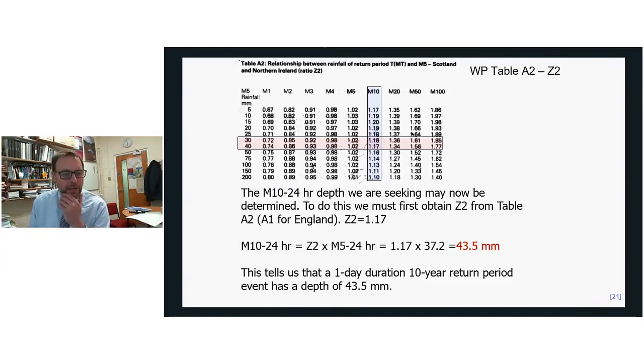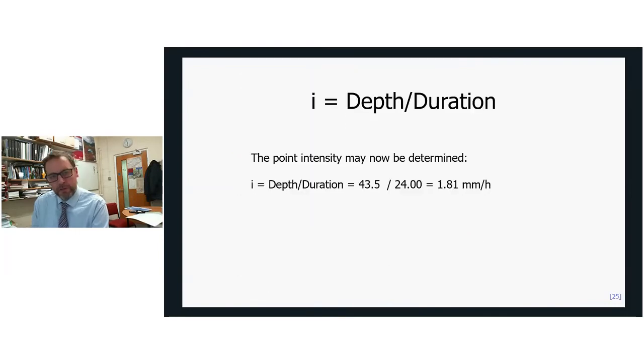So based on this, this is our target return period and this is the M5 rainfall depth we've just calculated in the last step. We have to interpolate here, so we end up with a Z2 number of 1.17. So it's 1.17 times the 37.2. So this tells us that the 1 day duration, 10-year return period rainfall depth is 43.5 millimetres. So then we can get the average intensity for that rainfall event.